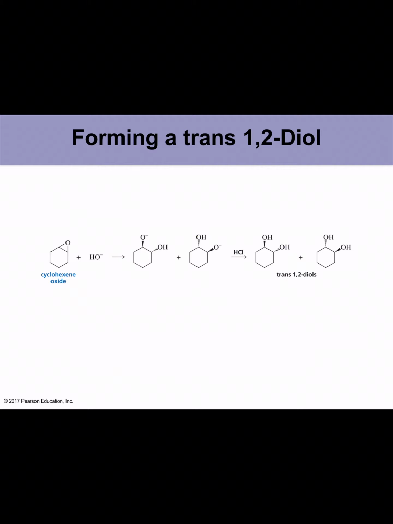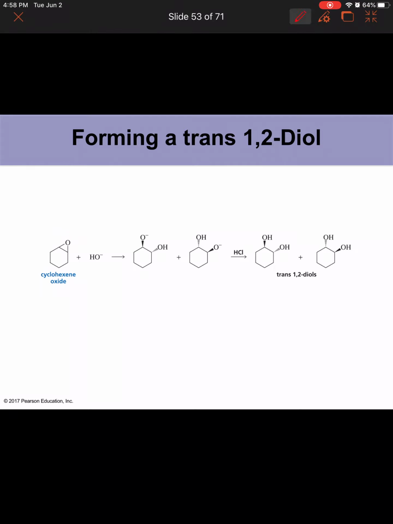Epoxides can also form a trans 1,2 diol. So if you have an epoxide, you can make a trans 1,2 diol. So this is cyclohexene oxide in the presence of a base, hydroxide. OH minus goes and attacks one of the sides of the epoxide, and then the ring will open up. When the ring opens up, it opens up in a trans fashion. So you have your OH minus.